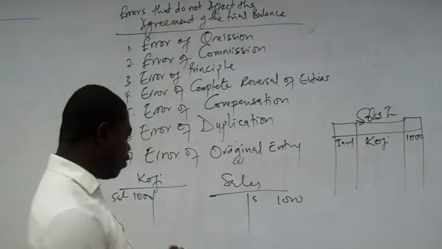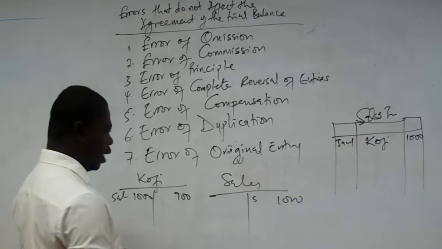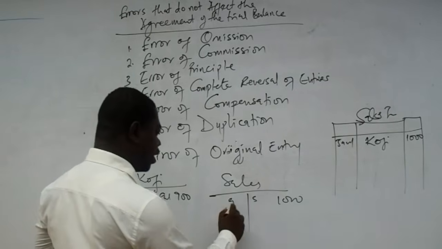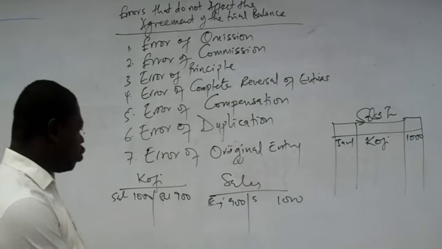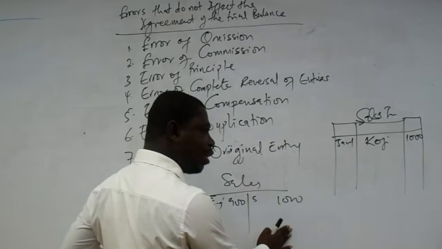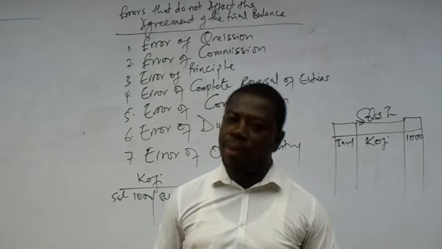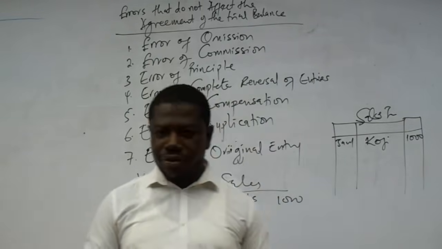So the difference of 900, let's assume I want to correct this. I'll write 900 here in the name of sales, and I write here 900 in the name of Kofi. So this one will not go through suspense, so that the balance carried down of this account will be 100, and this will also be 100, meaning that we have corrected that anomaly. That is basically what we do with the error of original entry.